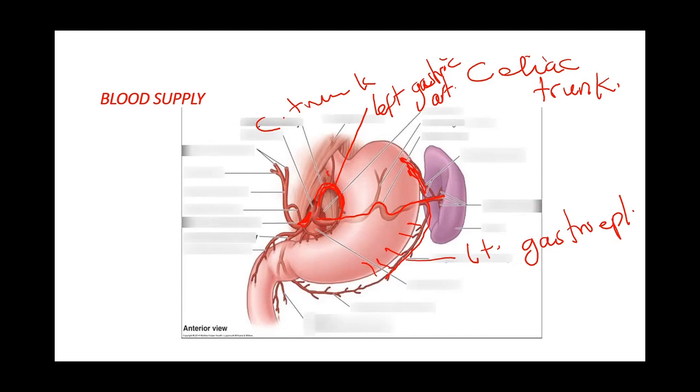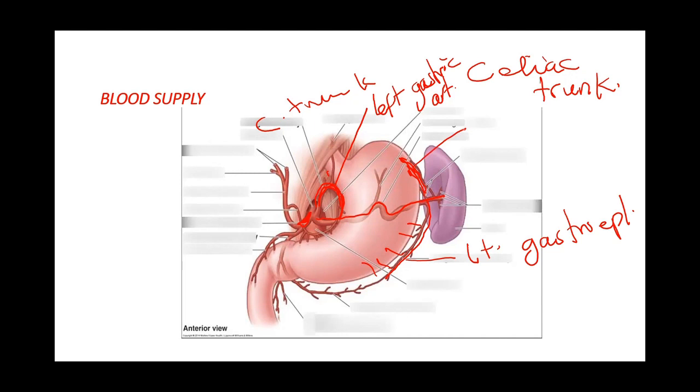Okay, so we have seen 2 branches supplying the stomach from the celiac trunk. The left gastric artery, which is one of the branches of the celiac trunk, supplying the lesser curvature. The splenic artery, which goes behind the stomach, runs on the posterior surface of the stomach, forming part of the bed. It gives off the left gastroepiploic artery, as well as short gastric arteries that supply the fundus.